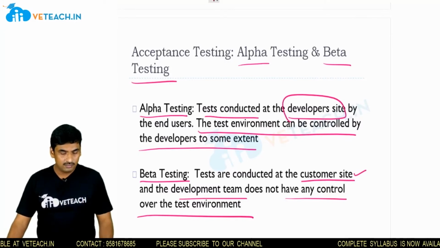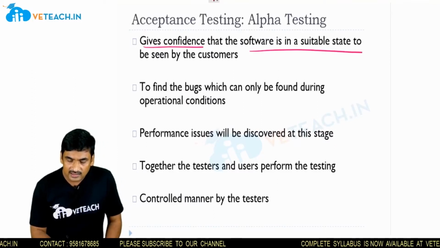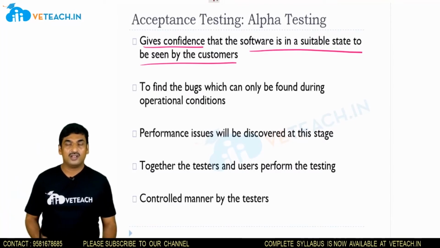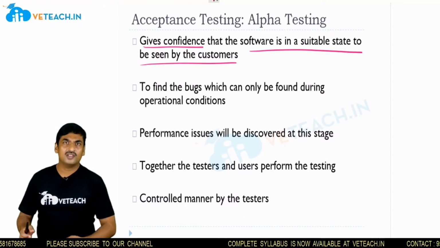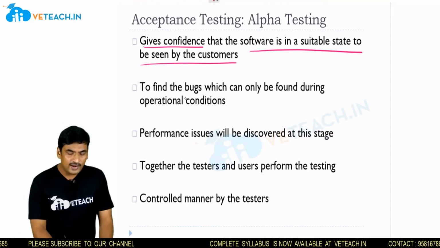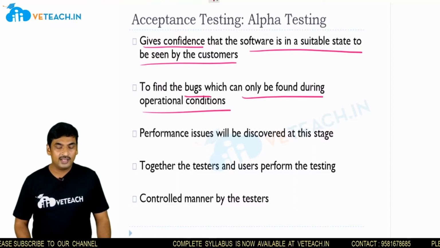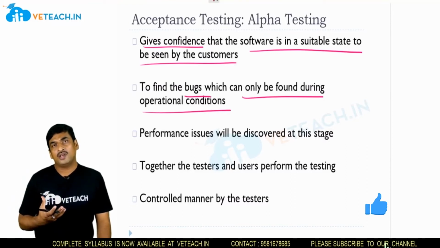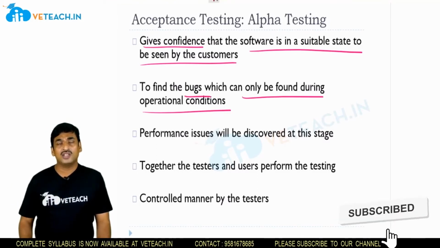So two things. Alpha testing gives confidence that the software is in a suitable state to be seen by the customers. So when the customer sees it, he will have certain confidence that my product is ready so that I can use it. Bugs which can only be found during the operational conditions are identified in the alpha testing. There are certain bugs which could be seen only in the operational conditions when we are using it.